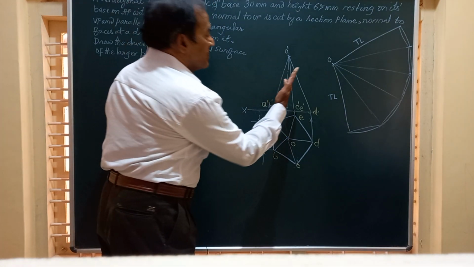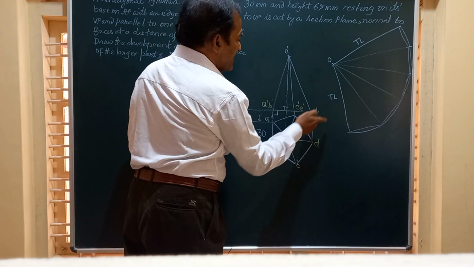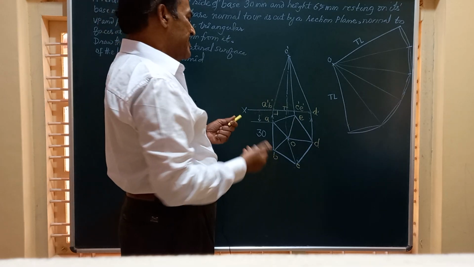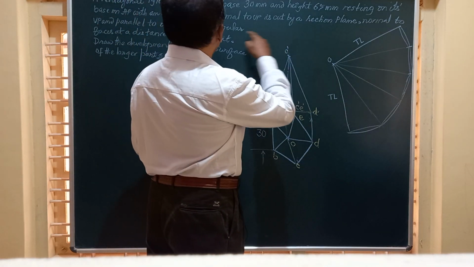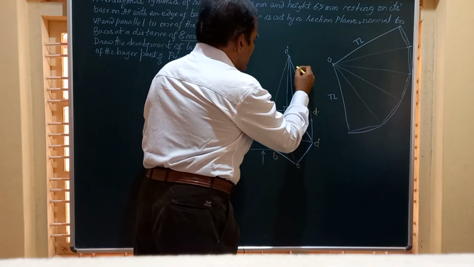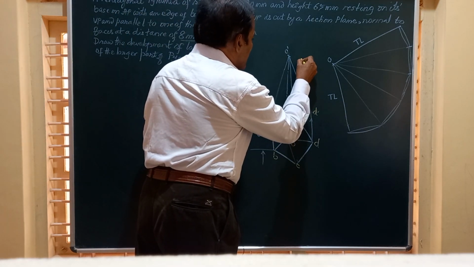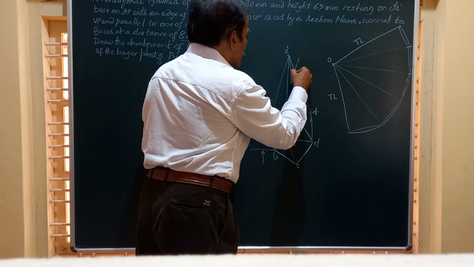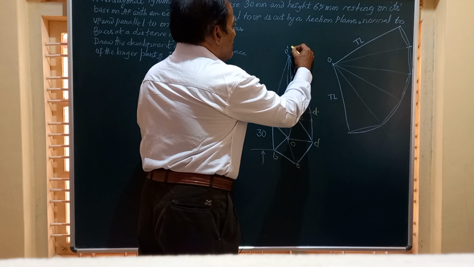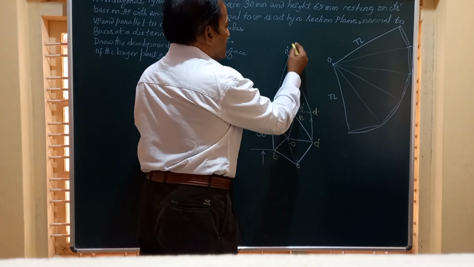The section plane is perpendicular to VP, inclined to HP and parallel to one of these end slant edges. So friends, at what distance? It is at a distance of 8 millimeter from it. So friends, I am going to mark a line here representing the section plane of the solid at a distance of 8 millimeter from that last line.